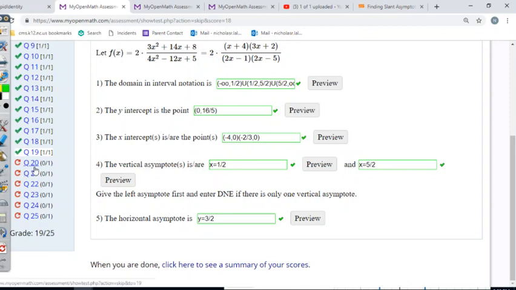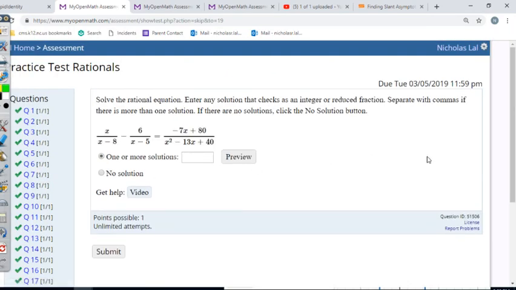Question 20. All right. Solve the rational equation. Enter any solution that checks as an integer or a reduced fraction. Separate with commas if there is more than one solution. If there are no solutions, click the no solution button.